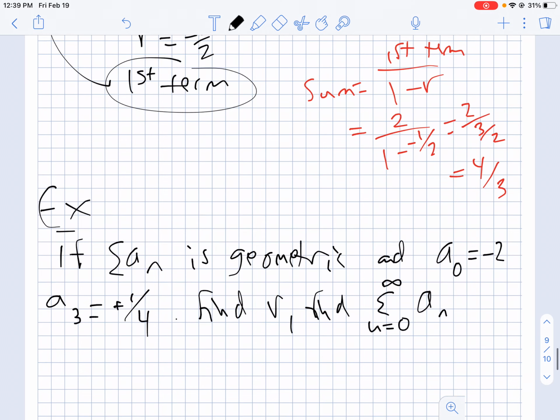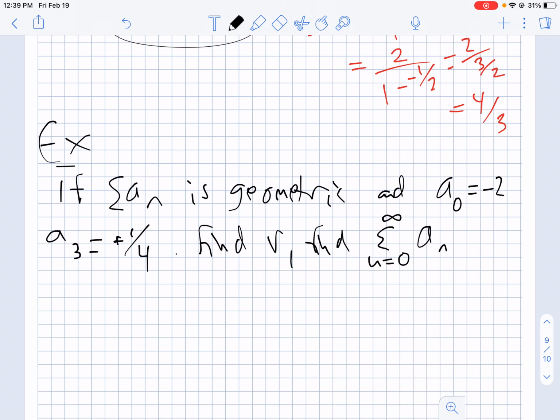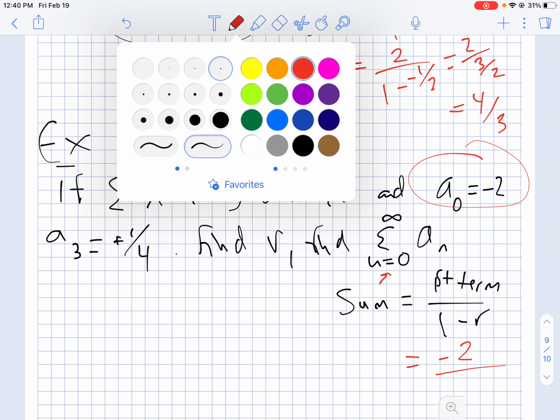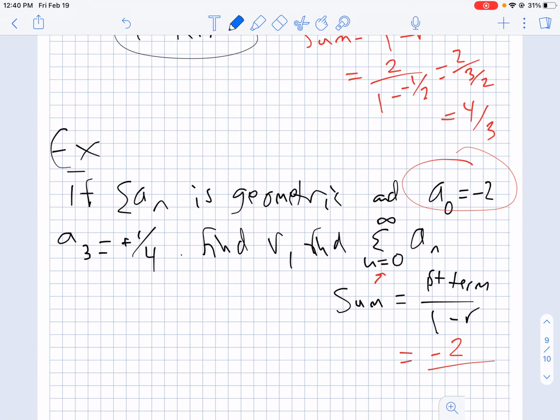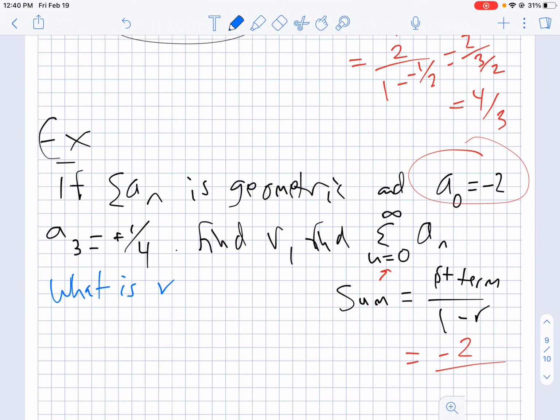Now, I mean, we can do the starting value, right? We know eventually that our sum is going to be the first term over 1 minus r. And we know, of course, that our first term is just right here. We're starting at negative 2 because we're starting at 0. Okay, so it's going to be negative 2 over something. So the question we have to figure out is, what is r? So what is that r value?